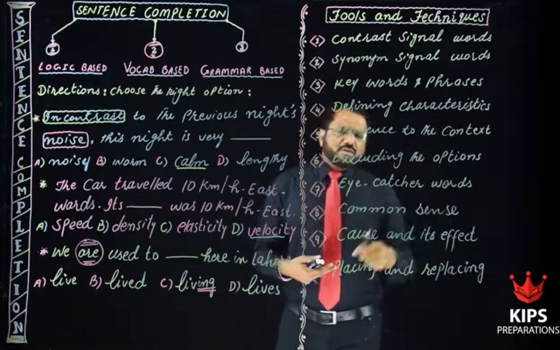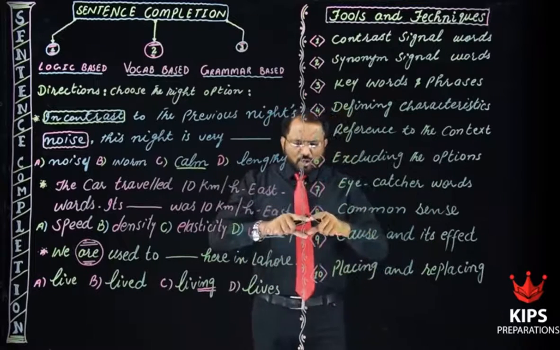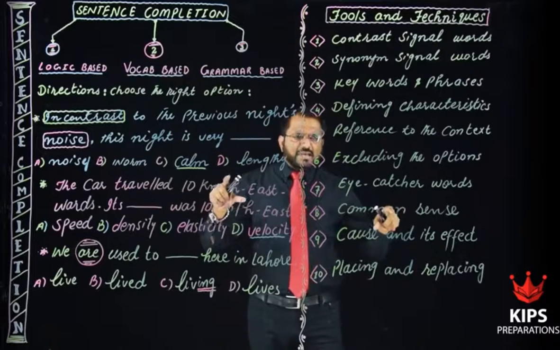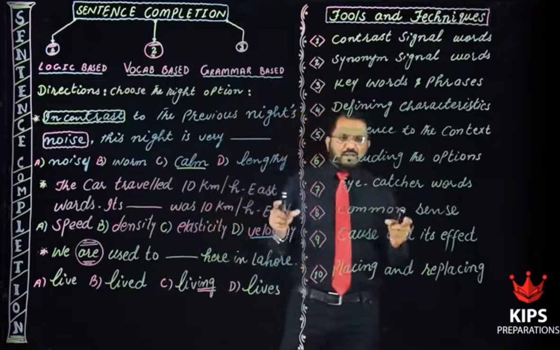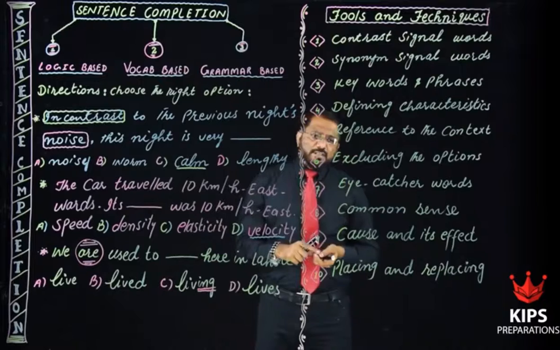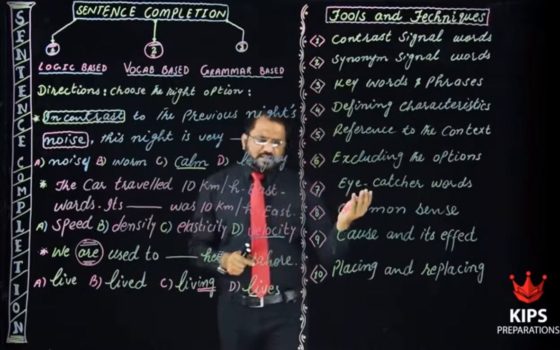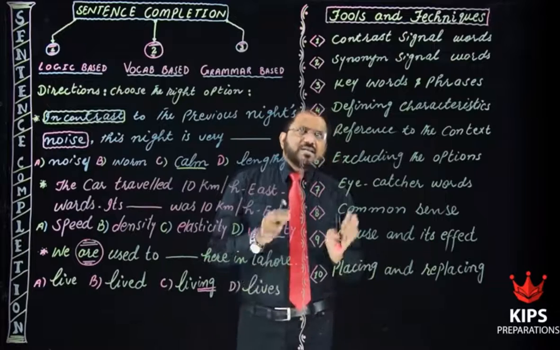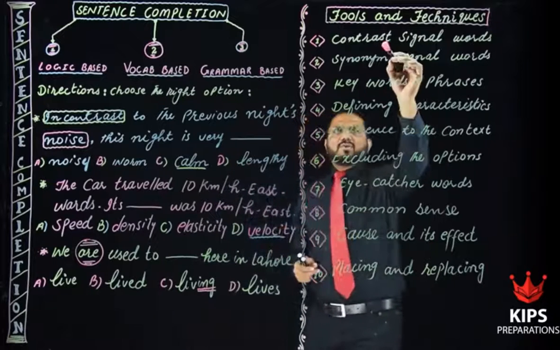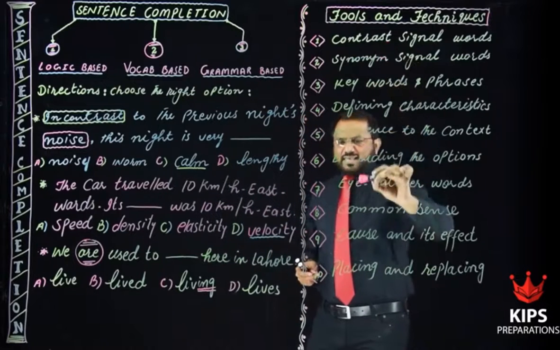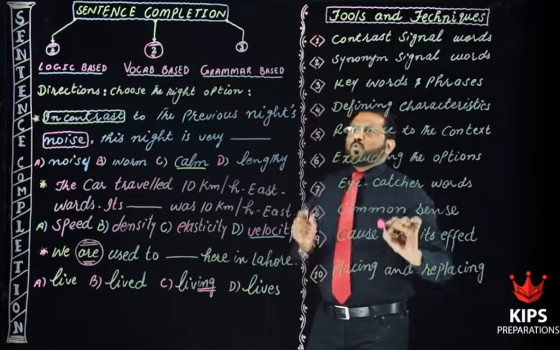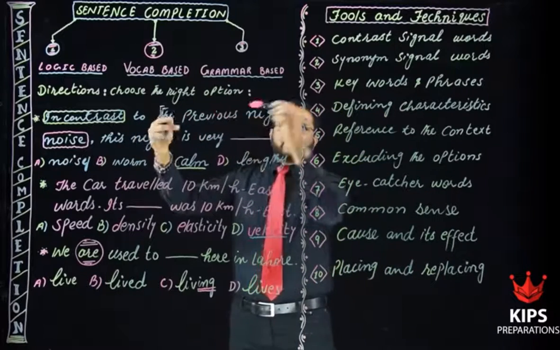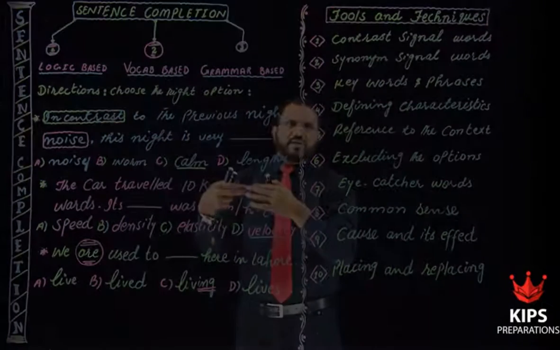Then reference to the context: on the basis of the sentence given, we will try to find out an idea what is the probable answer to that question. Then excluding the options, eye-catchers and phrases, common sense, cause and its effect, and placing and replacing. Now I will go on writing these 10 headings again, and we will be giving you the examples so that this rule can be incorporated, right?